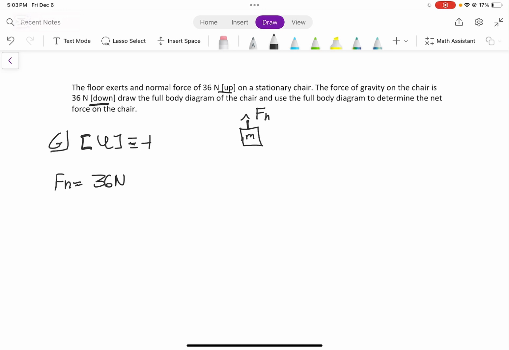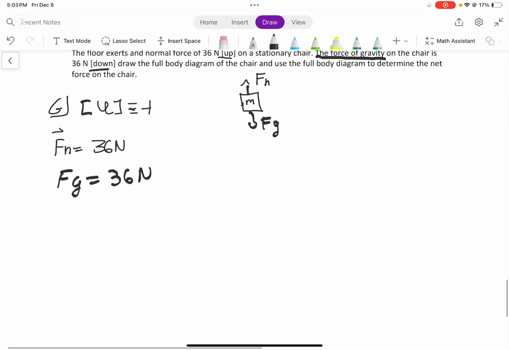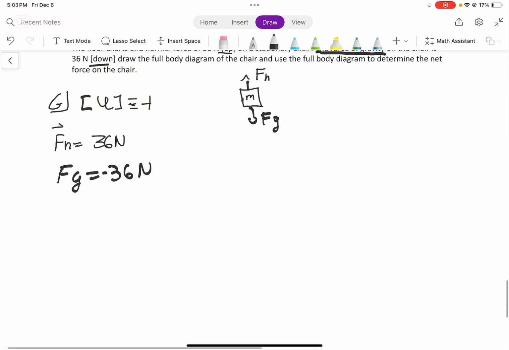Make sure to put a vector sign on this, because it does have direction, being up. Then it says the force of gravity on the chair is 36 newtons down. So it already tells us what the force is. We have a force of normal and a force of gravity. So we put Fg is equal to 36 newtons, but down. And because it's down, it's going to be negative.